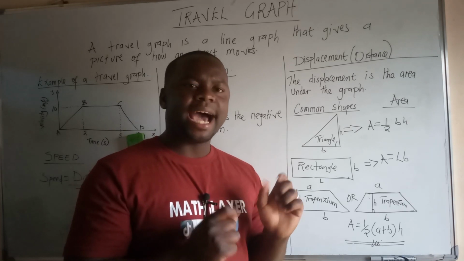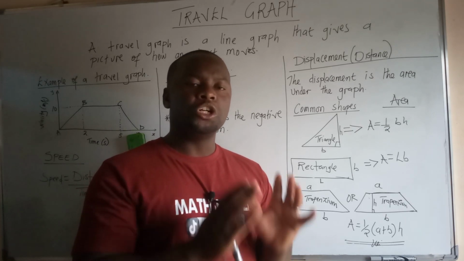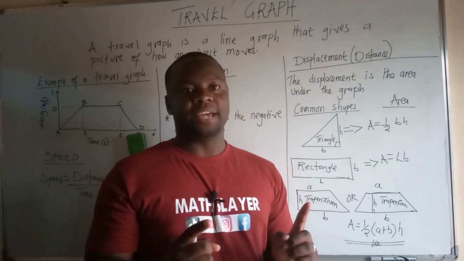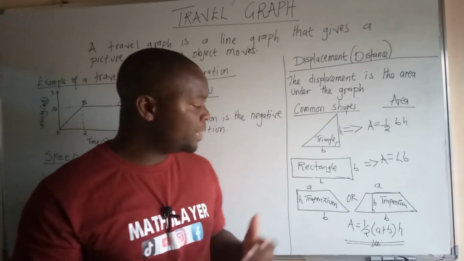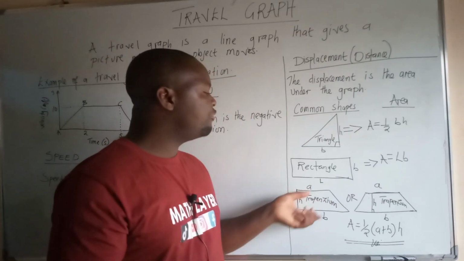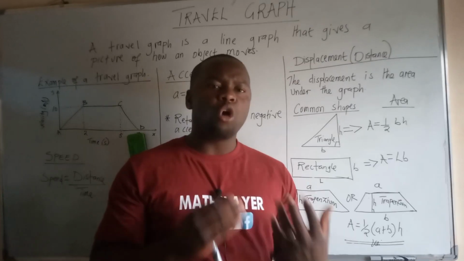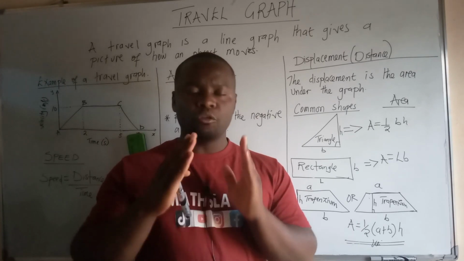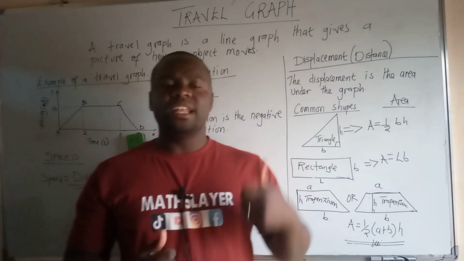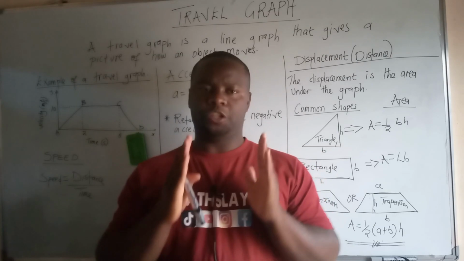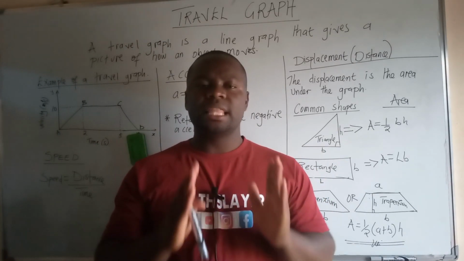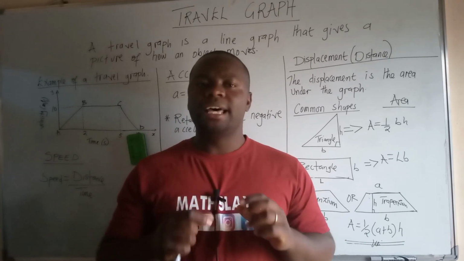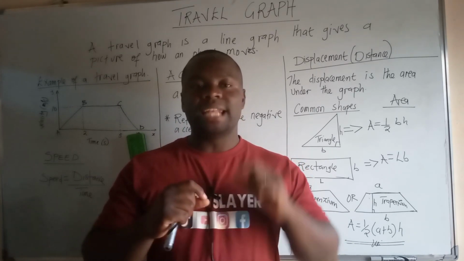Line A and line B are always parallel to each other. However, line B is longer than line A. The reason why I'm saying this is because you may find that you have a flipped trapezium, so you need to know how to identify the length of A and the length of B. Parallel lines are lines that never meet, so they are always parallel to each other. However, line B is longer than line A.